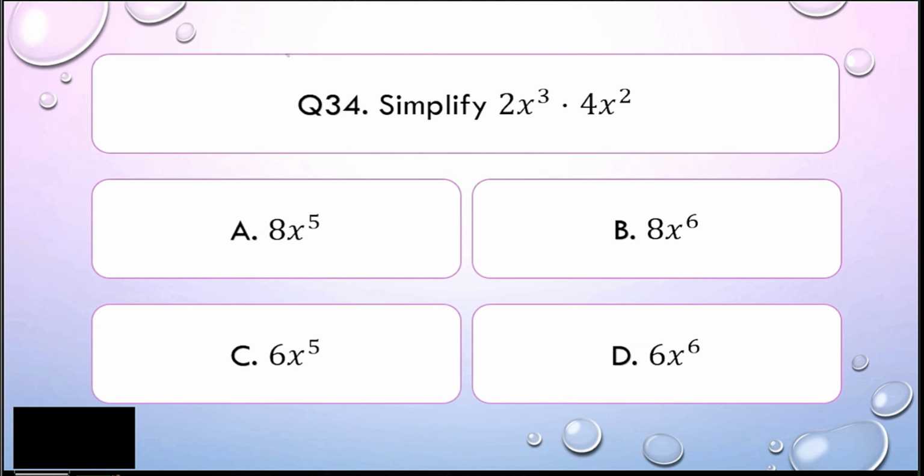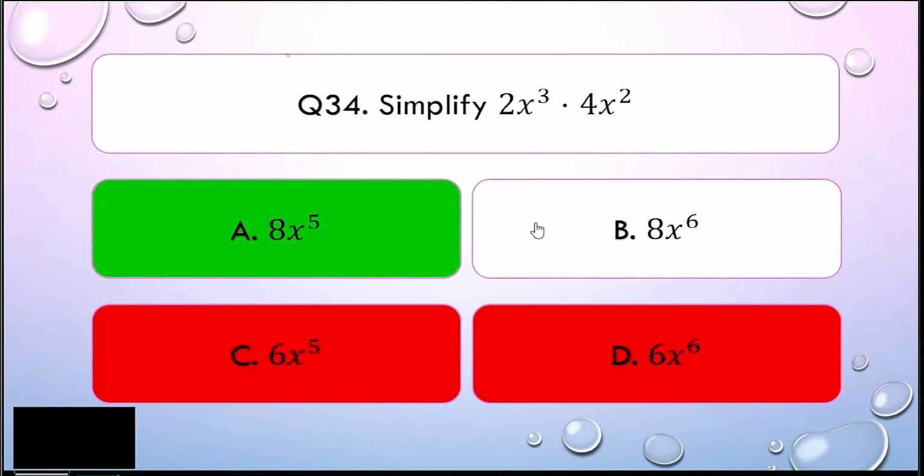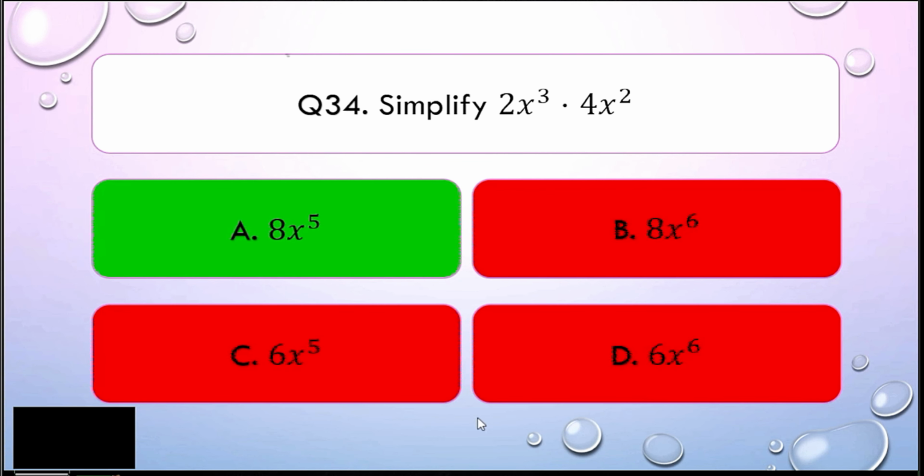Alright, my dear math learners, this is an example of the product rule. Basically, when numbers are multiplied, you just multiply them. So 2 times 4, that is 8. So we have here 8 and 8. So the 6 and 6 here, so C and D are already wrong. Now, which is correct here? If you are multiplying exponents, applying the product rule, you just copy the base and then add the exponents. So we have 3 plus 2, that is 5. So therefore, the correct answer is letter A. Easy, right? Very easy, my dear math learners. So now let us go to question number 35.